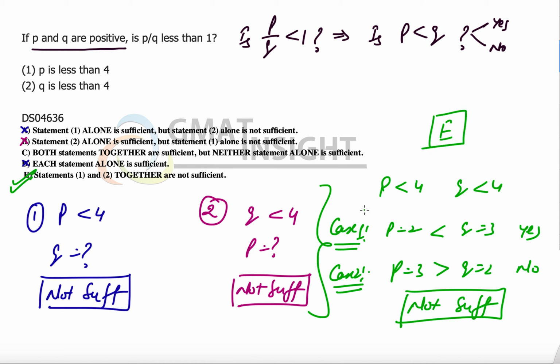To answer the question, we need to have a unique solution. So here the answer is inconsistent between yes and no, therefore it is not sufficient.